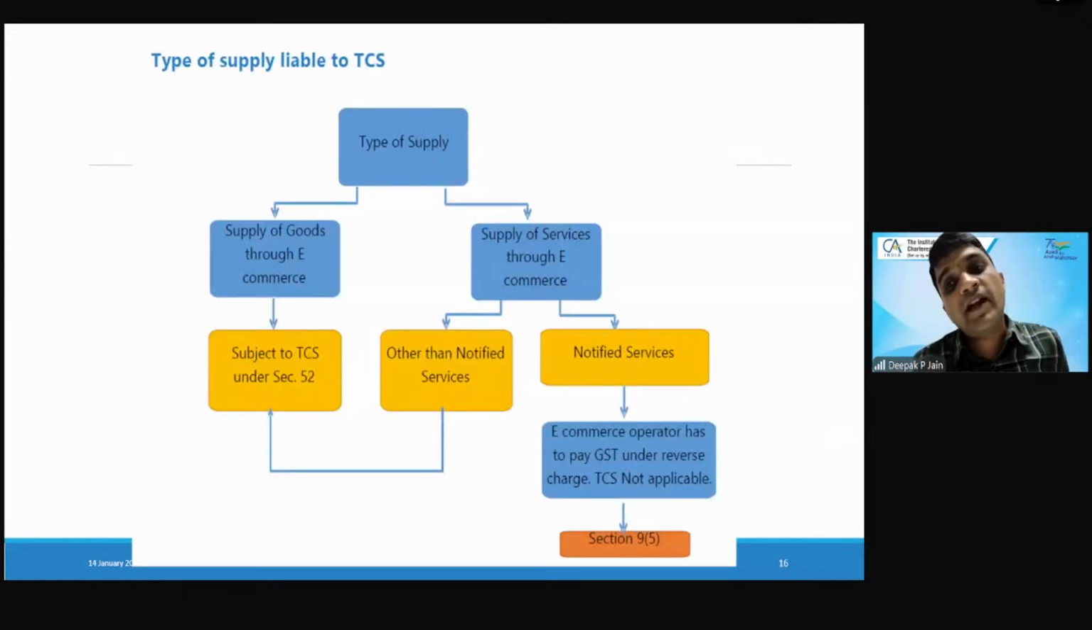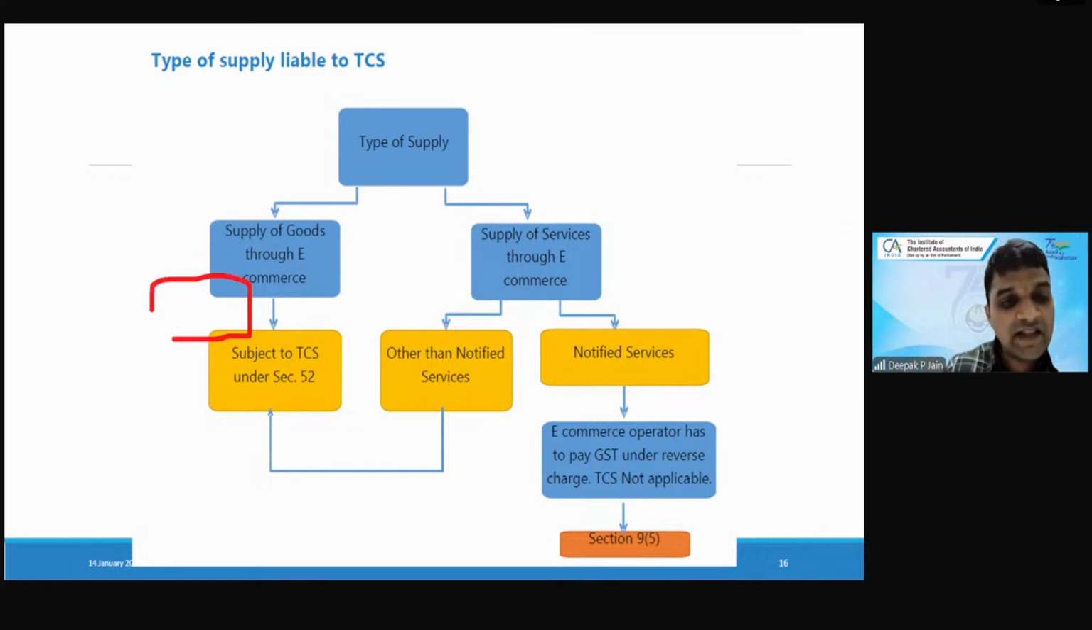What are the types of supply liable to TCS? Supply of goods through e-commerce. Now, when we supply any goods through e-commerce, not everything will be under TCS. Something will be under TCS, and in some cases the e-commerce operator itself will pay the GST. So let's understand this. Types of supply: supply of goods through e-commerce, in both scenarios, is liable to TCS, wherein if I'm supplying through an e-commerce operator, then it is liable to TCS.